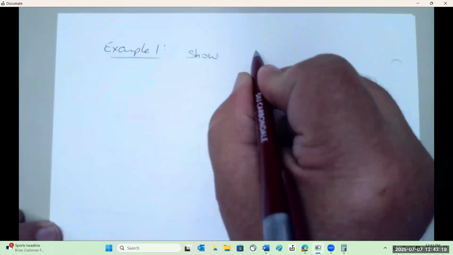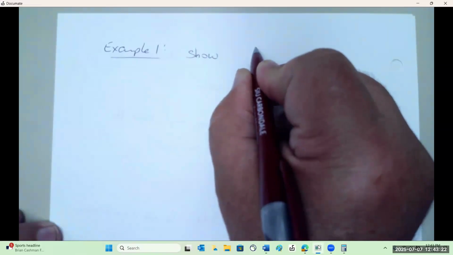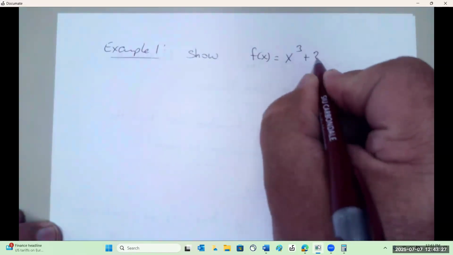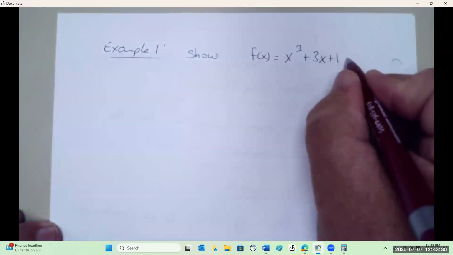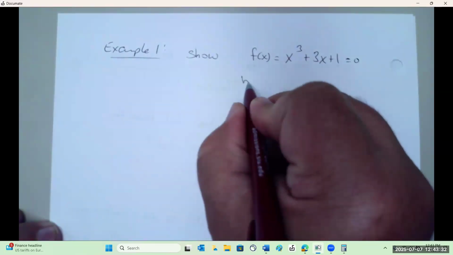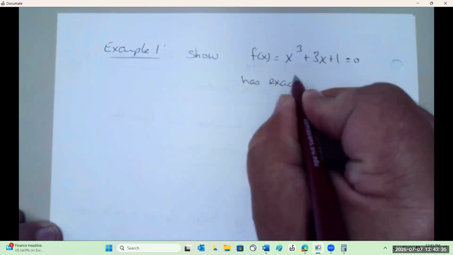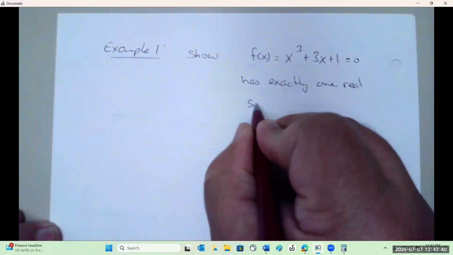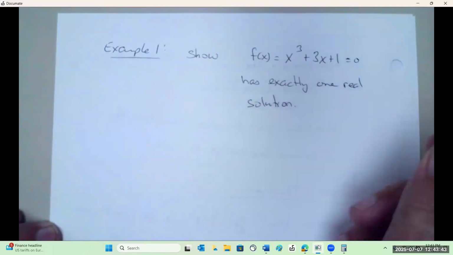Let's look at example 1. Show that f of x equals x cubed plus 3x plus 1 equals 0 has exactly one real solution.